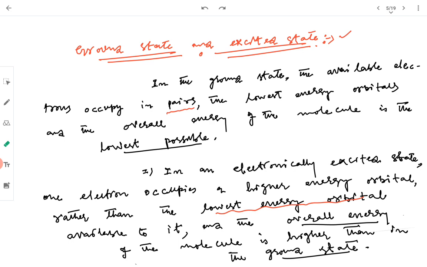On the other hand, in an electronically excited state, one electron occupies a higher energy orbital rather than the lowest energy orbital which is available to it, and the overall energy of the molecule is higher than that in the ground state. So electronically excited state means a molecule goes from a ground state orbital to an excited state orbital. The difference between a ground state and excited state is that of energy. The molecule in the ground state has lower energy, and the molecule in the excited state has higher energy.